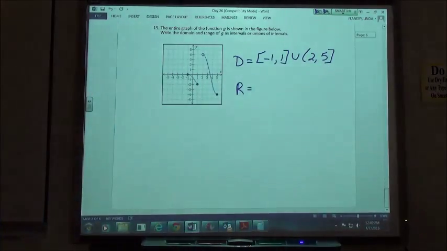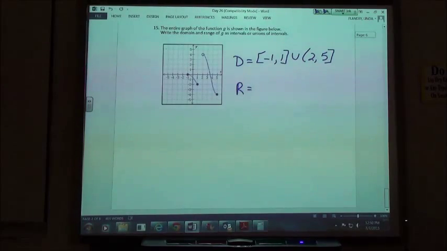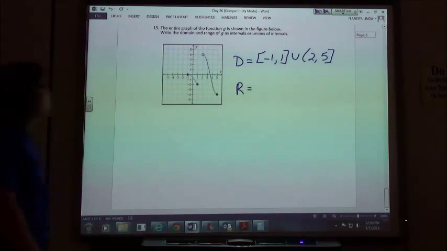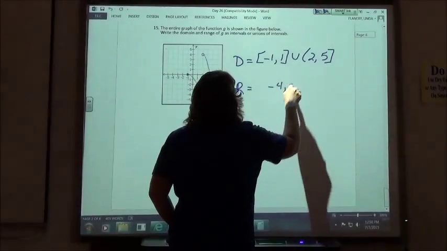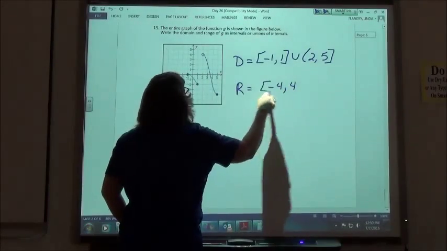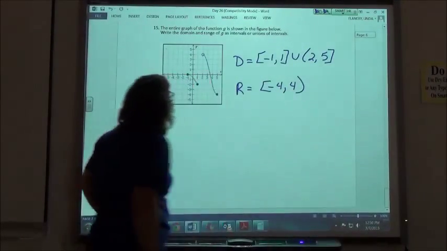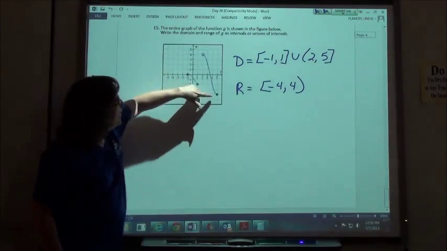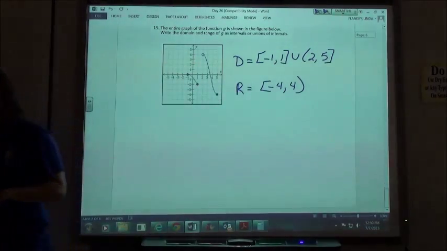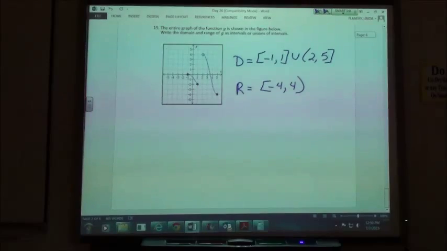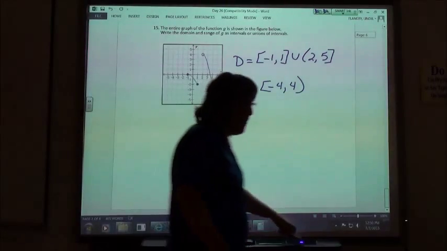My range would be going from -4 to 4. Again, that one's going to have a bracket, and the 4 is going to have a parenthesis, because these numbers are included in that list if I would write all my numbers from my list. All right, that's the next 5 things. We went through those pretty quick.